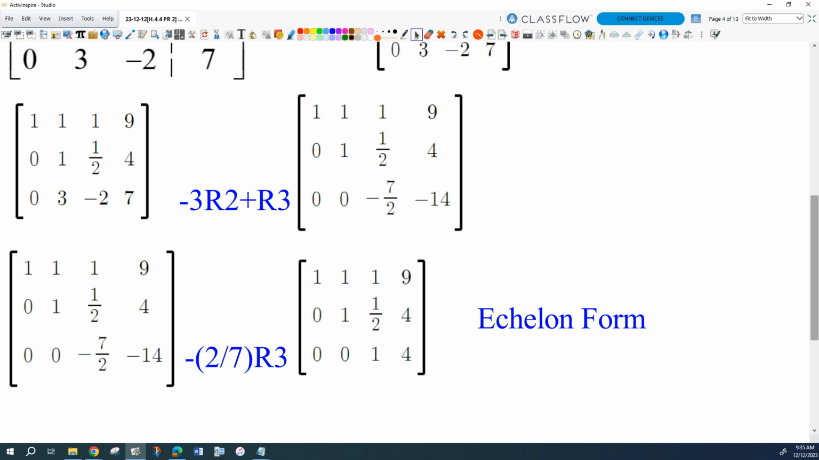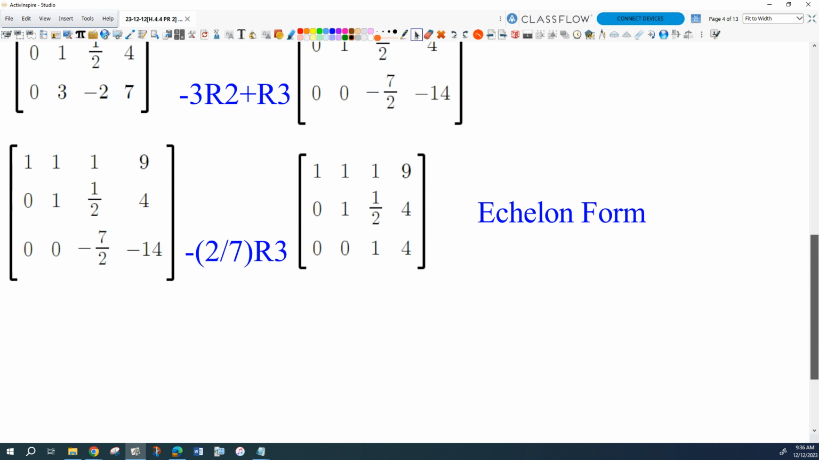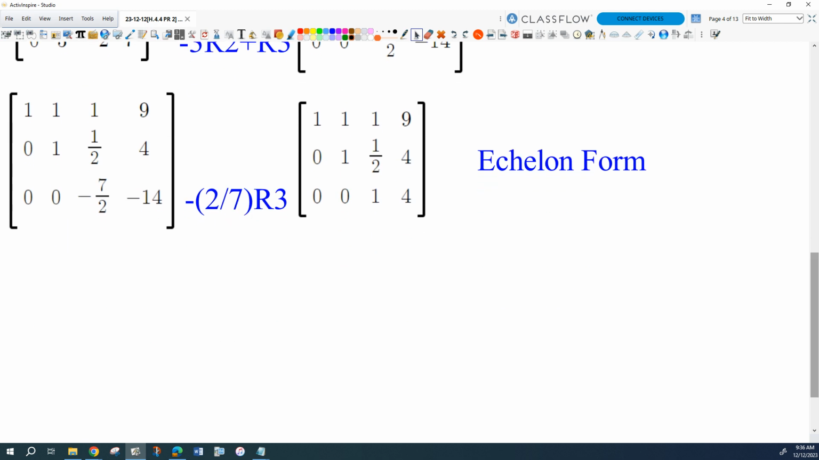So at this point, we could bail if we wanted to, right? We could turn this in as echelon form. What is this telling us? So what does this row say? Z equals 4, yeah. So we know one of them. How about this row?